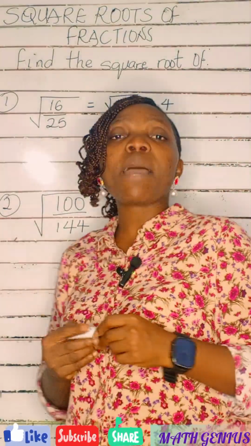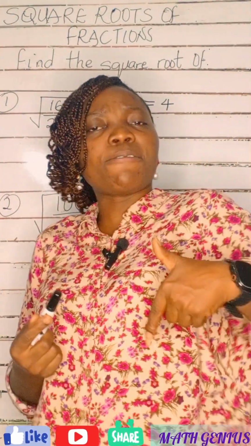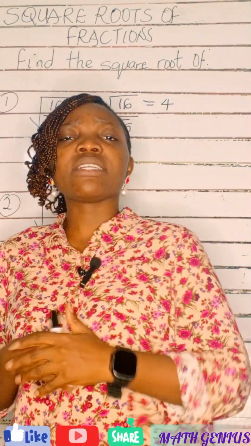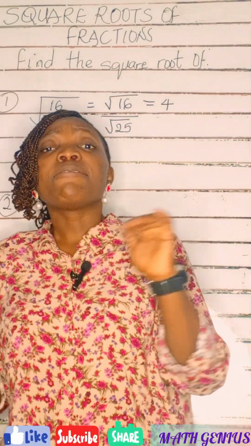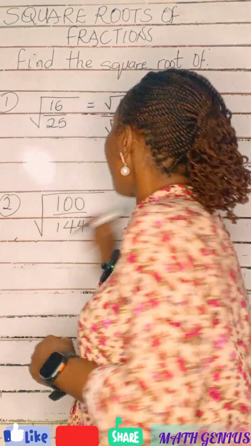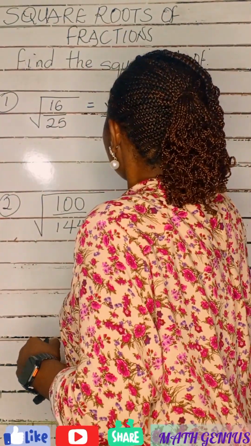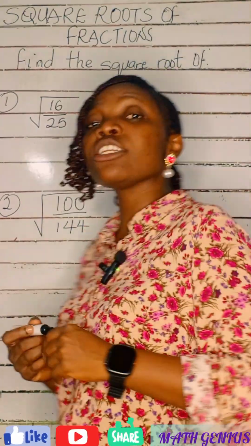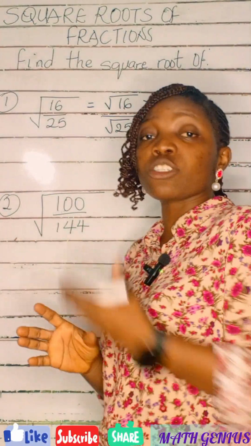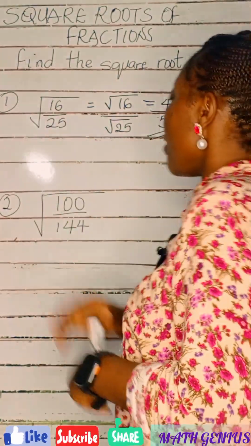Now, what number do I multiply by itself that will give me 25? 1 times 1 is 1. 2 times 2 is 4. 3 times 3 is 9. 4 times 4 is 16. 5 times 5 is 25. Therefore, the square root of 25 is 5. So, at the end of this calculation, we are going to have 4 over 5, a proper fraction, as the answer to this. We have another example.